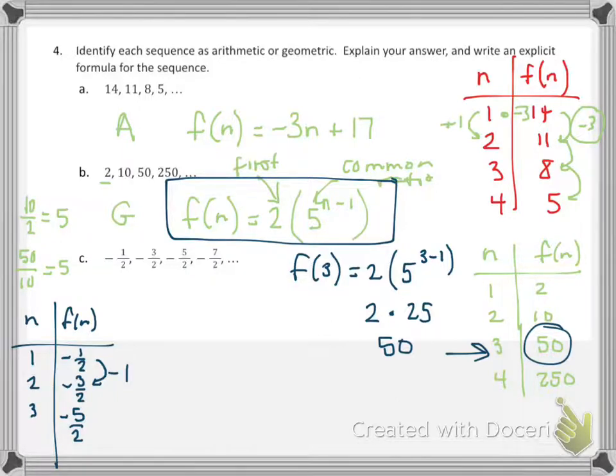So that's my coefficient. So I'm going to say this is arithmetic, and f of n is equal to negative 1n. And so if I test this, 1 times negative 1n is 1 times negative 1.